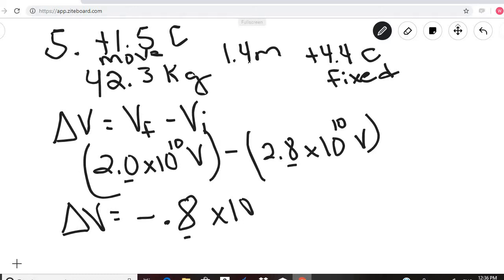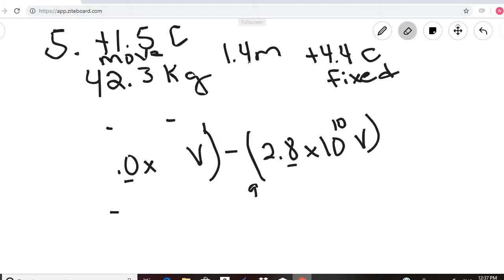I'm going to check my math on this one. Okay, so 2.0, yeah, it would actually be 8.0 times 10 to the 9th volts. Okay, so now that we have delta V, we can go ahead and figure out the potential energy and then use that potential energy to get the kinetic energy and the velocity.